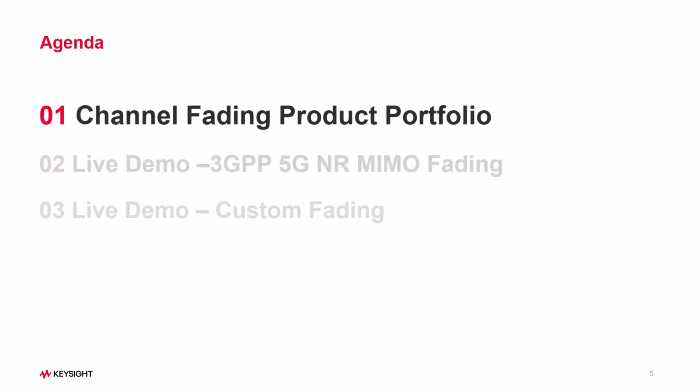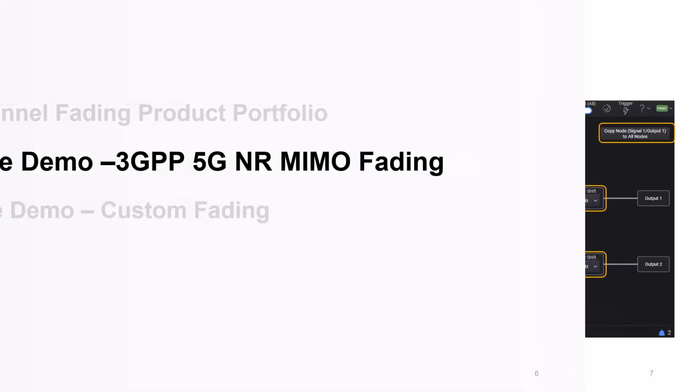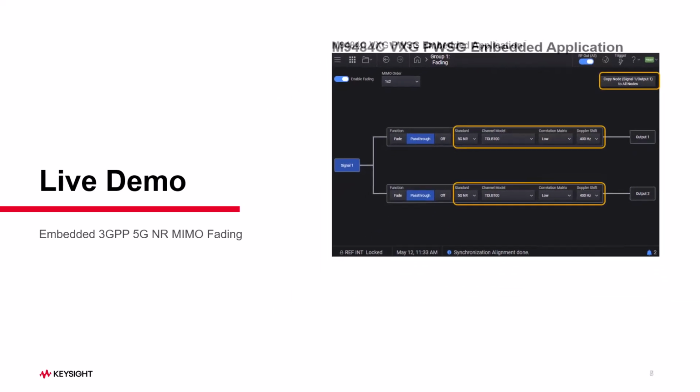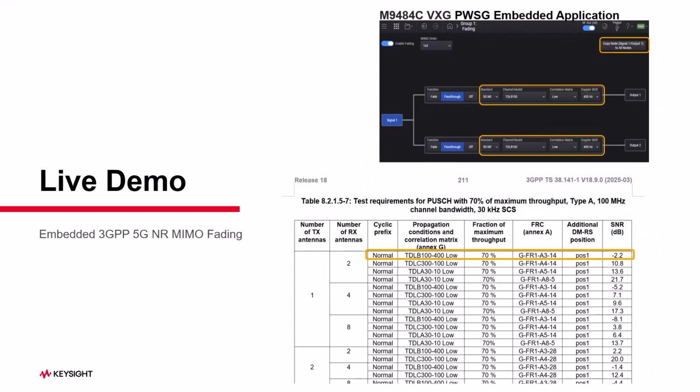Let's start with a 1x2 MIMO fading setup using the embedded 3GPP model here. According to 3GPP release 18, we'll simulate an uplink PWSG Type A signal at 100 MHz, 30 kHz subcarrier spacing, and use the TDL-B100-400 low fading model with SNR -2.2 dB, based on the FRC FR1-A3-14.